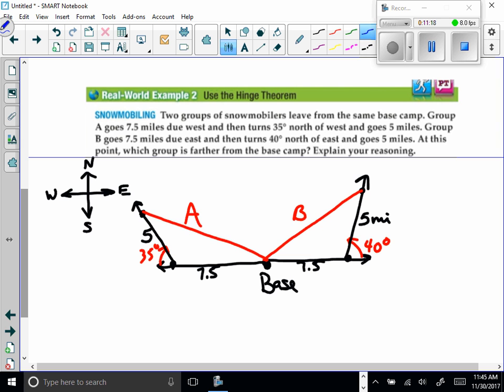Now I have an exterior angle of 35 degrees, so I want to figure out what this interior would be. And so I take 180 minus 35 is 145. So this angle is 145 degrees. Then I'm going to do the same thing here, and so I take 180 minus 40, and that's 140 degrees.